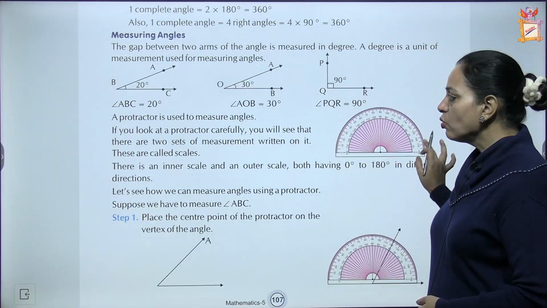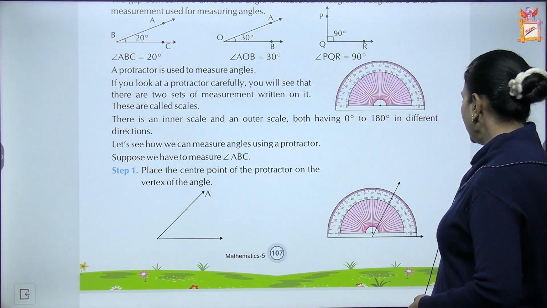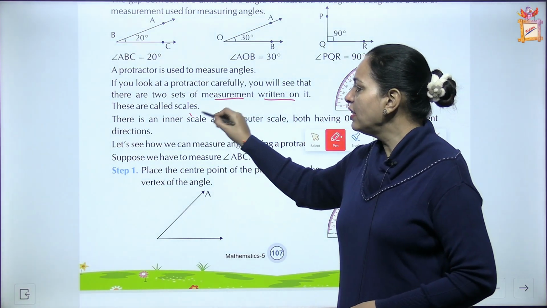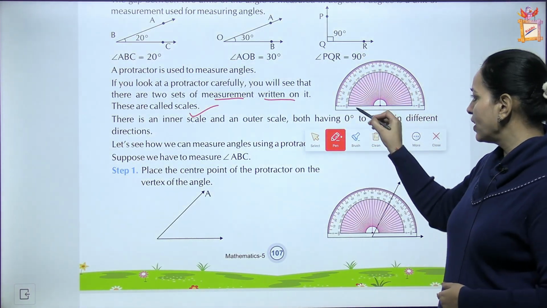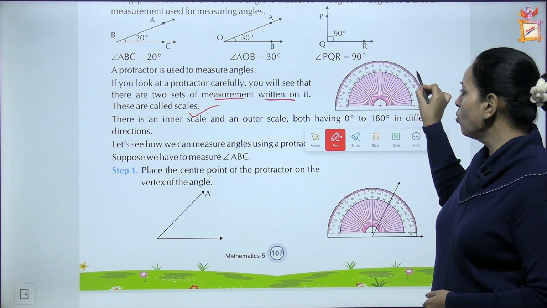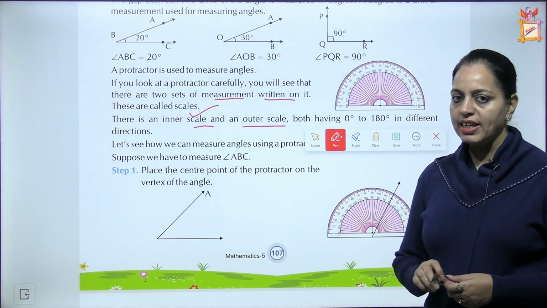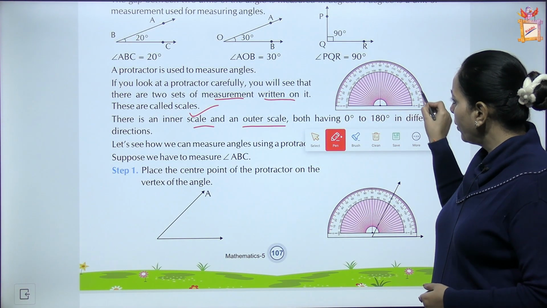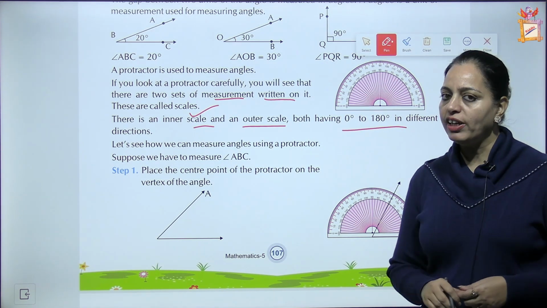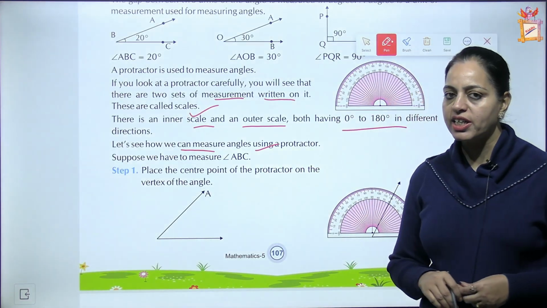Now a protractor is used to measure angles. If you look at a protractor carefully, you will see that there are two sets of measurement written on it. These are called scales. You can see on this protractor 0 to 180 and here 0 to 180. There is an inner scale and an outer scale. One is inside and one is outside, right? Both have 0 to 180 degrees in different directions. So let us see how we can measure angles using a protractor.